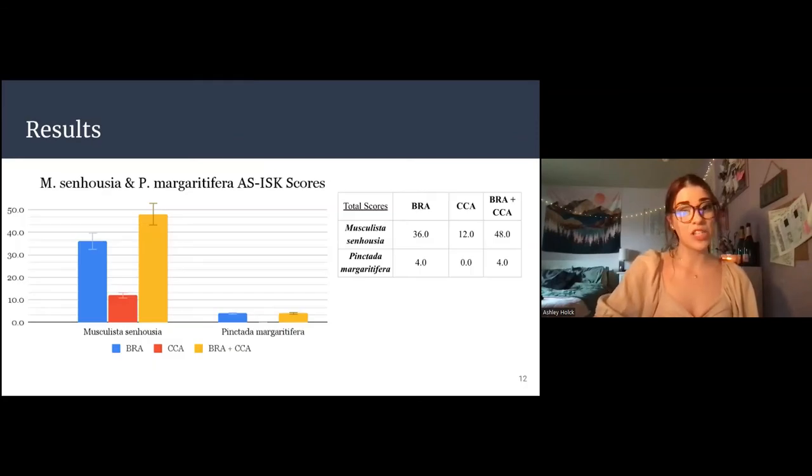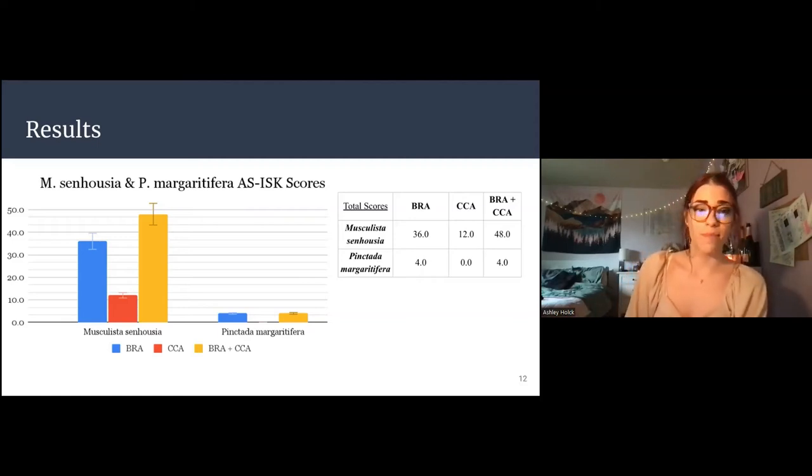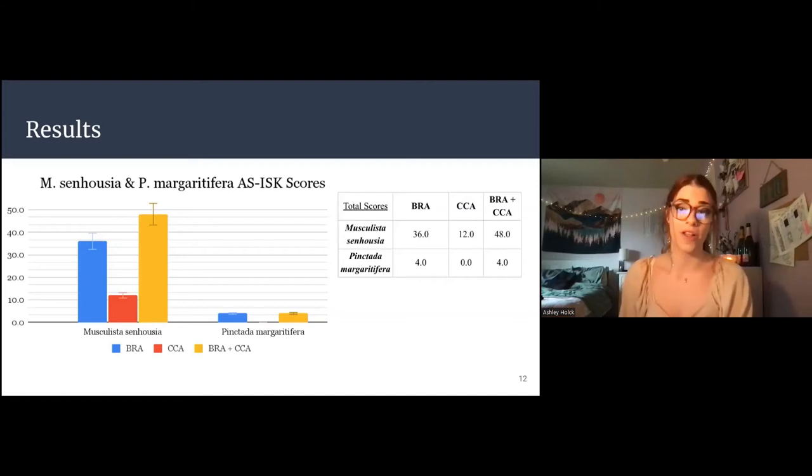So here are some of my results. So overall, just to look at it in general, my total scores, so the combined scores for both assessments, the mussel scored 48 and the oyster scored 4. So you can see that the oyster did not score any points in the climate change category while the mussel scored 12. And you can see that the score for the BRA is much, much higher than it is for the oyster.